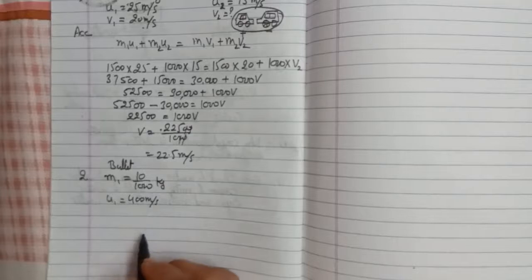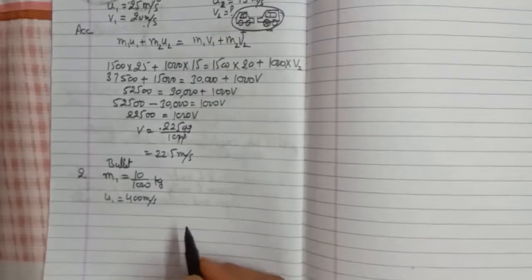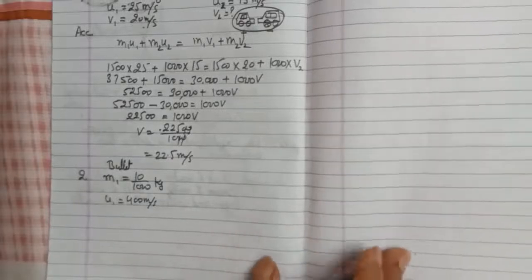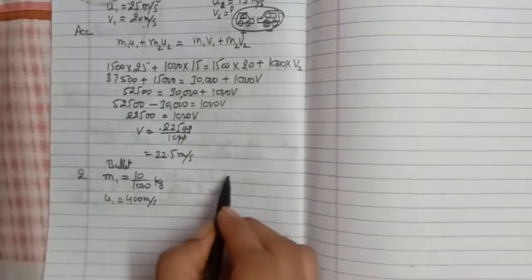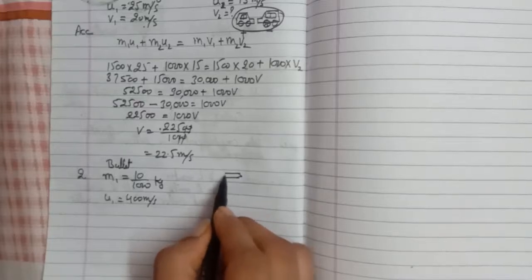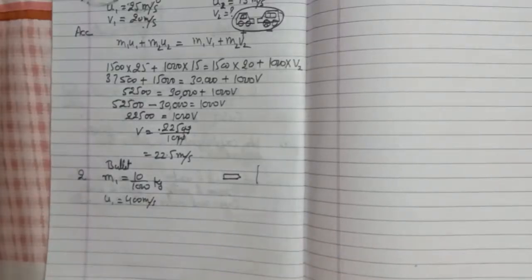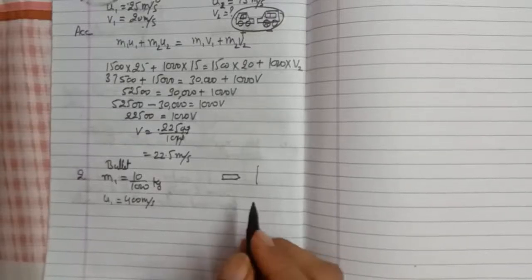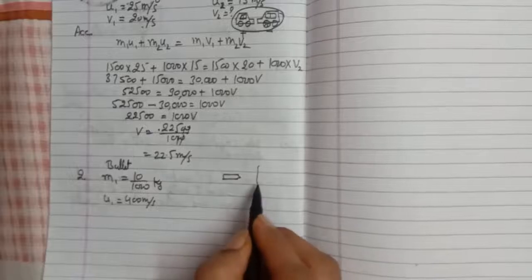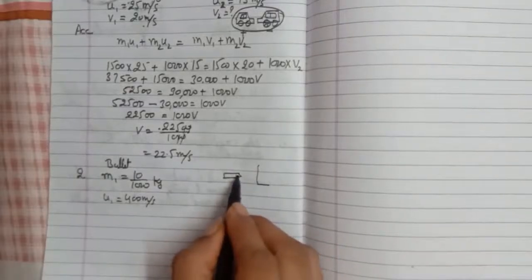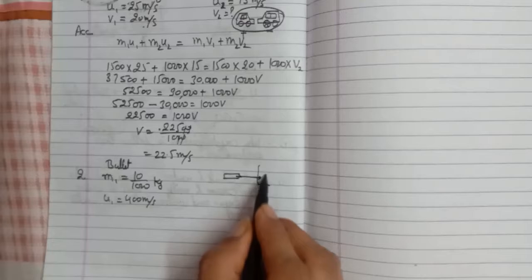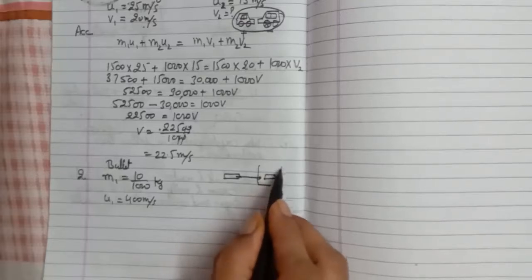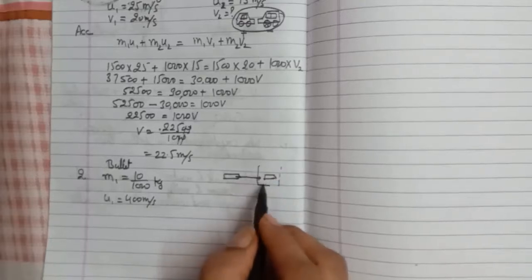It gets embedded in a freely suspended wooden block. This is not the question of gun and bullet, because I explained that example in the last video. So this bullet is fired from a gun and it gets embedded in a freely suspended wooden block, and this wooden block has a mass of 900 gram. When it strikes the wooden block, it gets embedded in it, and after covering some distance, it stops.